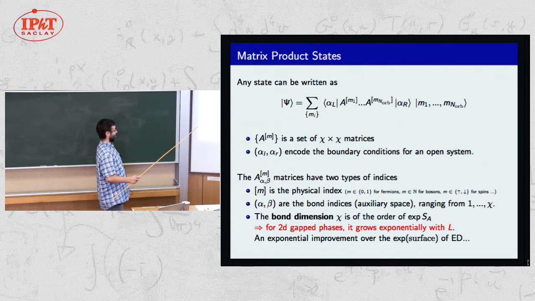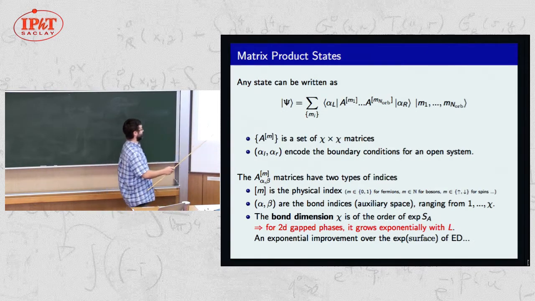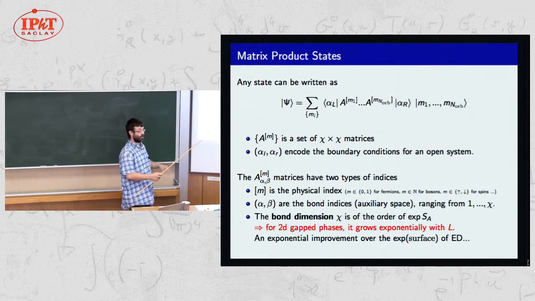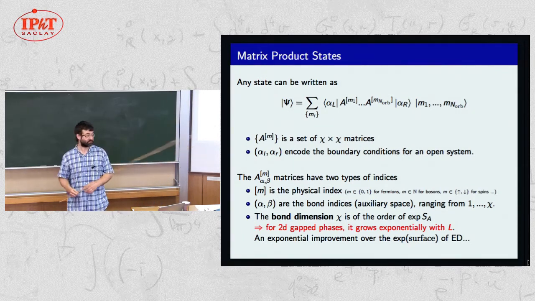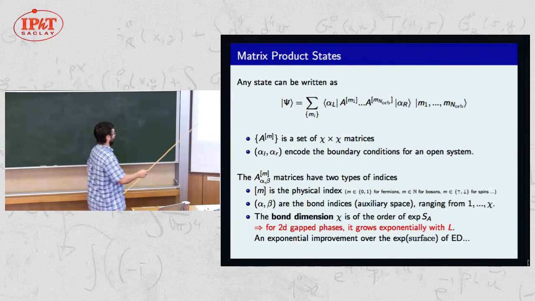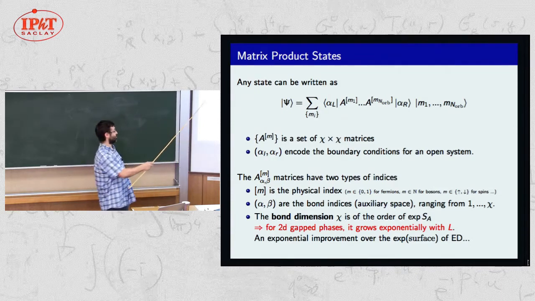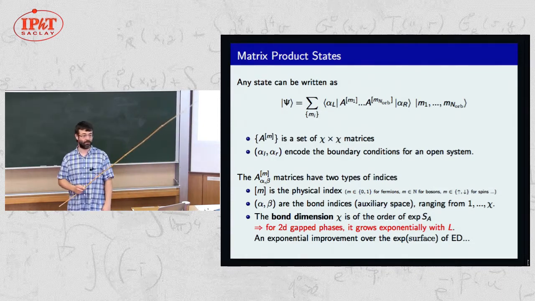So, for instance, for the Laughlin electrons, M1 would be the occupation number of orbital 1, so that would be 0 or 1. M2 is 0 or 1, etc. So you have two matrices, A0 and A1. And these are matrices of some size chi by chi, which we apparently don't know yet. Alpha L and alpha R just encode the boundary conditions if you have an open system. If you have a closed system, typically you trace instead of putting this.